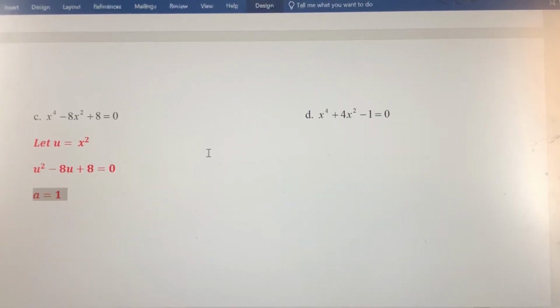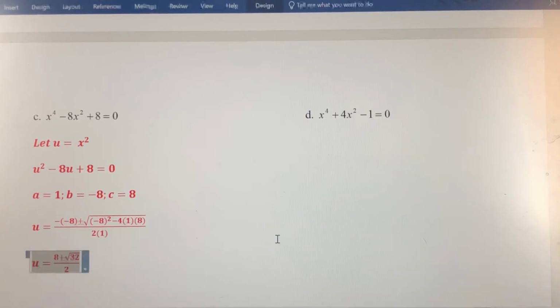So a equals 1, b equals negative 8, c equals positive 8, okay? You should be good with the quadratic formula now. Shouldn't be an issue. So when I plug everything in, I get the opposite of b, plus or minus the square root of b squared minus 4ac, over 2a, okay?